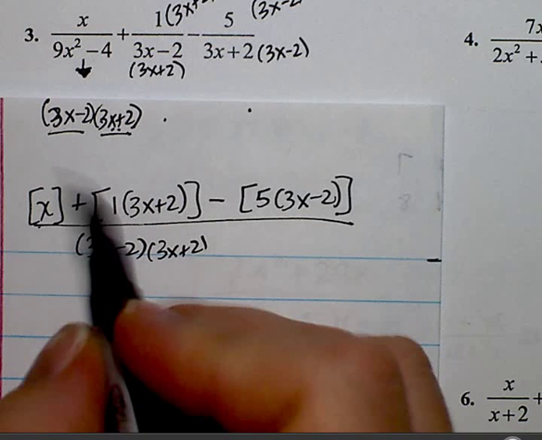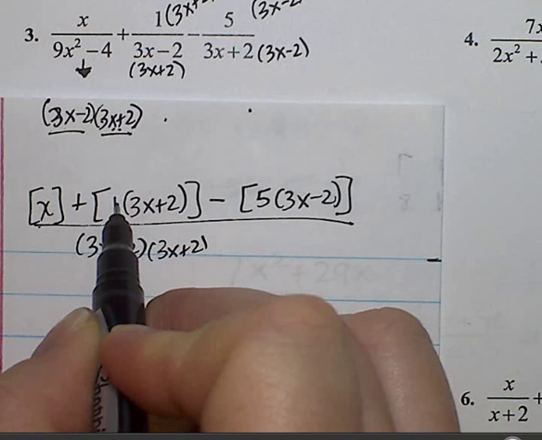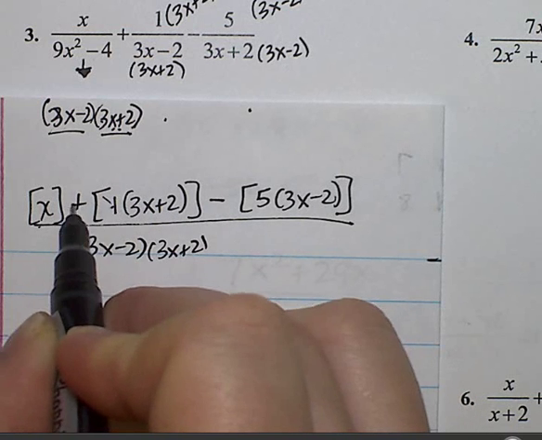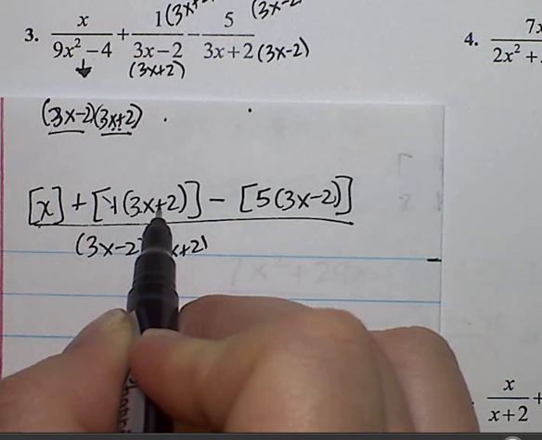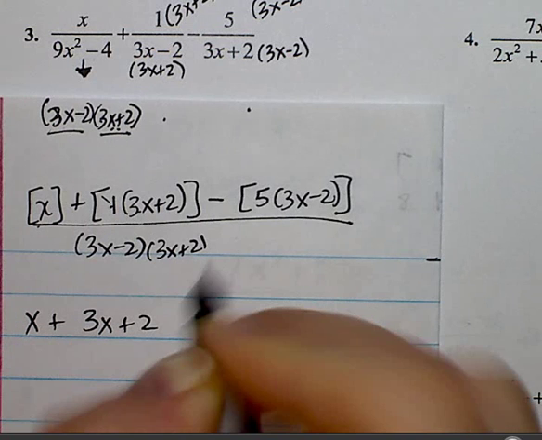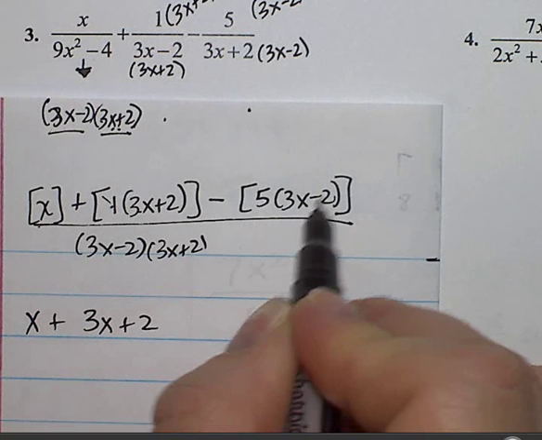All right, so I'm going to start by distributing this 1. And to save a little time, instead of just distributing the 1, I'm going to look at the sign in front of the 1. So I'm going to distribute a negative 1 to the 3x and the 2. And now I'm going to distribute not just a 5, but a negative 5 to the 3x, subtract 2.